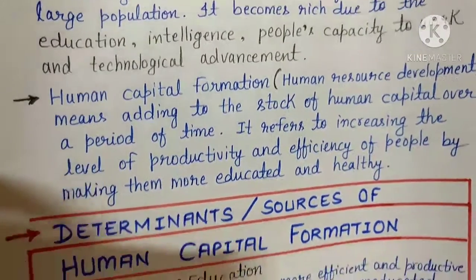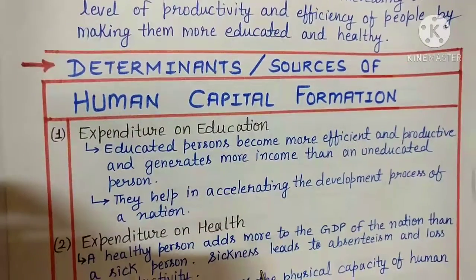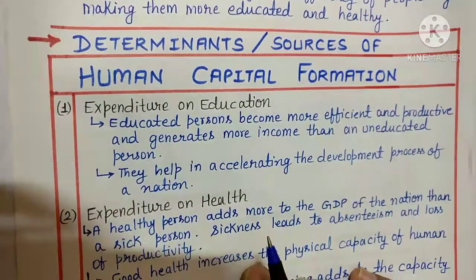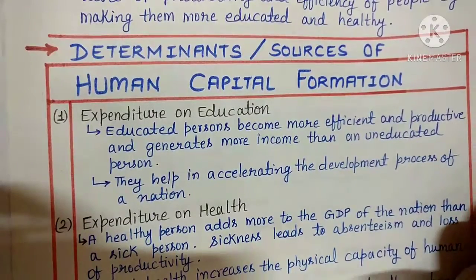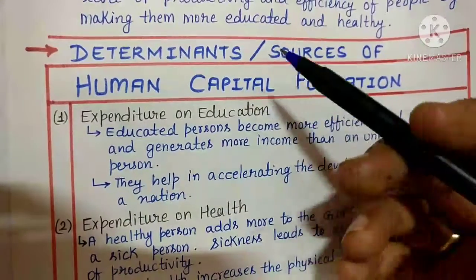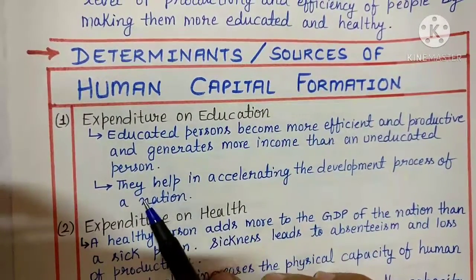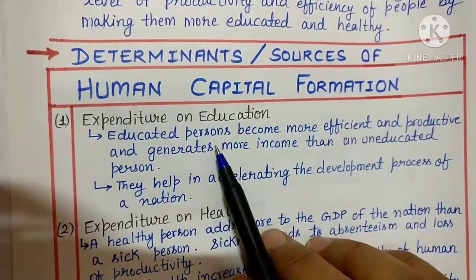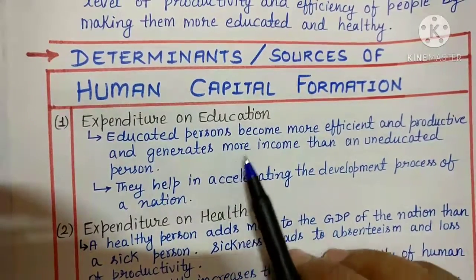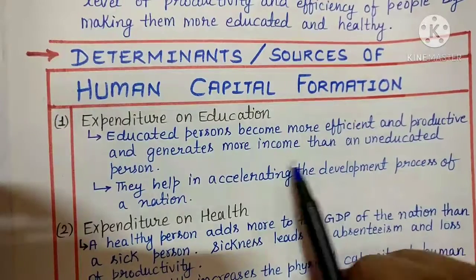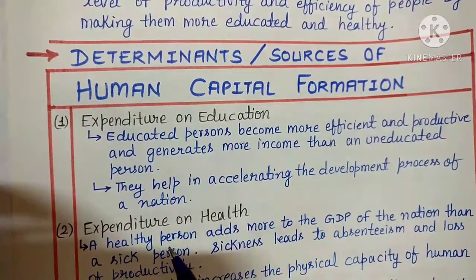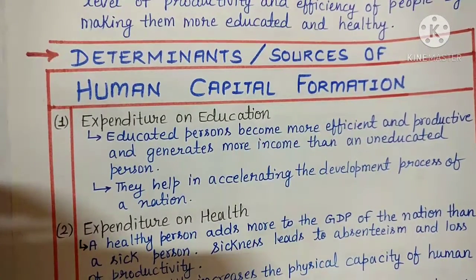Okay, now we'll talk about the determinants, or you can say sources, of human capital formation. What are the sources, or determinants, of human capital formation? The first one, as we have already learned, is education. If we are spending on education, it means we are providing a source of human capital formation. Educated persons become more efficient and productive and generate more income than those who are uneducated.